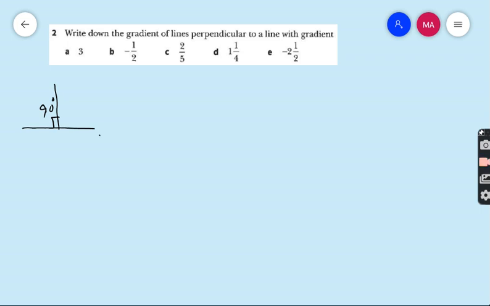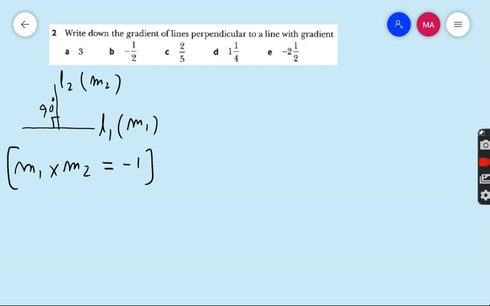So if this one is line L1, this one is line L2, and the gradient of line L1 is M1 and the gradient of line L2 is M2, therefore the concept of the gradient of perpendicular lines is that the product of the gradients of two perpendicular lines is always minus 1. So I hope you completely understand.